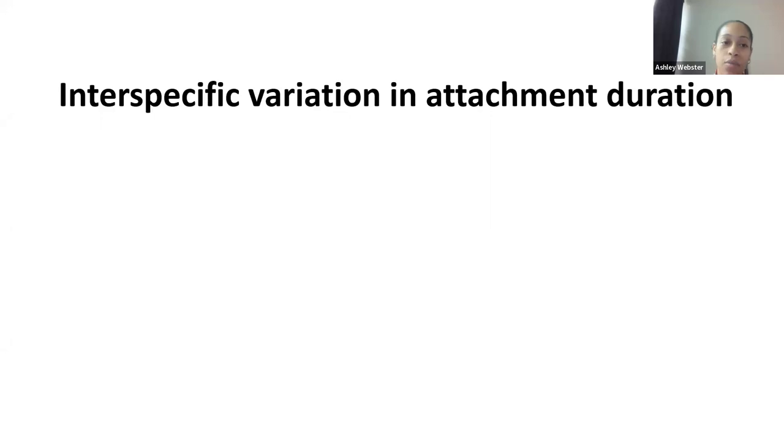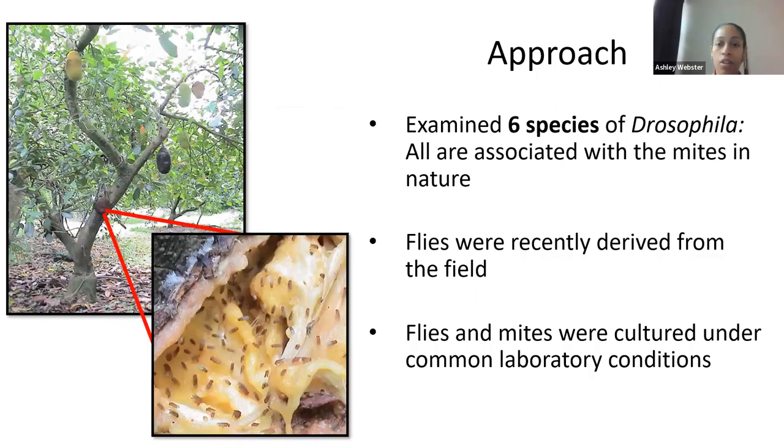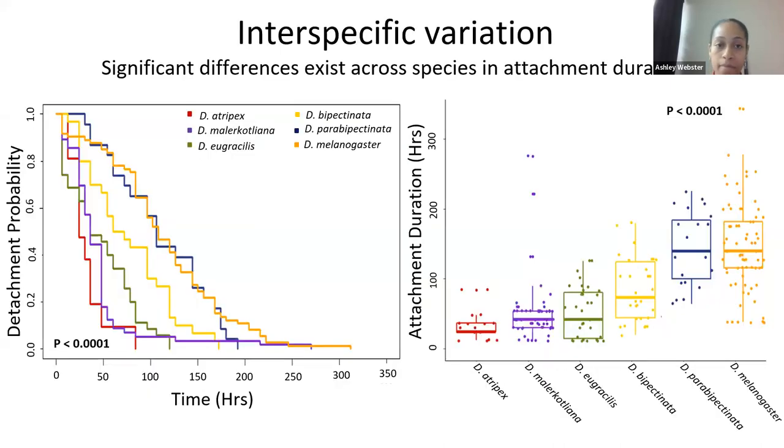Next, we wanted to address interspecific variation in attachment duration with a hypothesis that there is a genetic basis to attachment duration and a prediction that species will vary in attachment duration. To test this, we had an approach of examining six species of Drosophila that are all associated with the mites in nature. Flies used in this experiment were recently derived from the field, and both flies and mites were cultured under common laboratory conditions for multiple generations. And we found that there was actually a significant difference that exists across species in attachment duration.